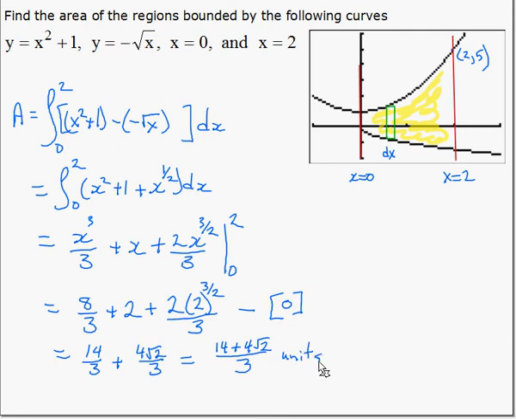Your calculator, of course, is not going to be able to keep the radical root 2. It's going to give you a decimal approximation, and that's perfectly acceptable. Any point after this step, you can put it on your calculator and get the decimal result.